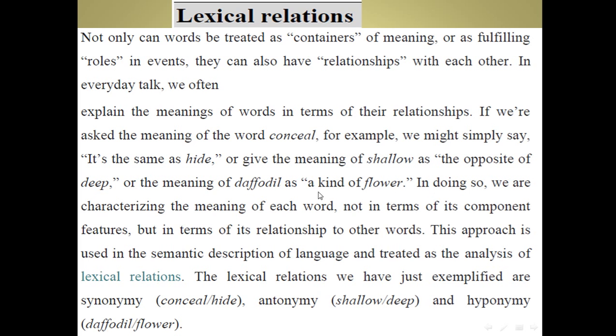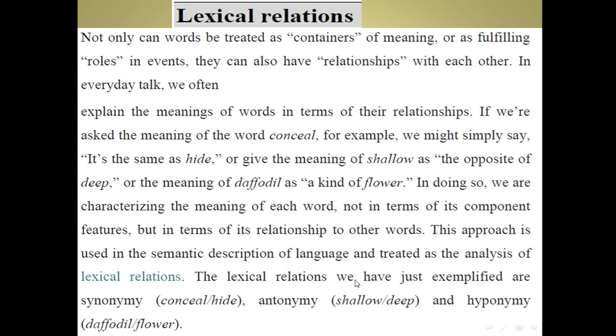In doing so, we are characterizing the meaning of each word not in terms of its component features, but in terms of its relationship to other words. This approach is used in the semantic description of language, and treated as the analysis of lexical relations.